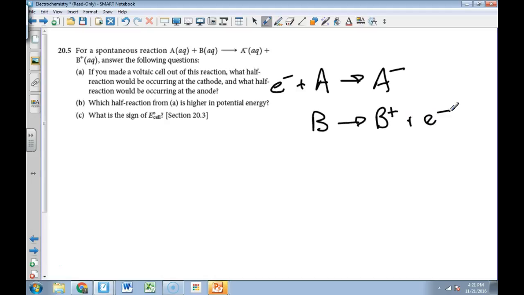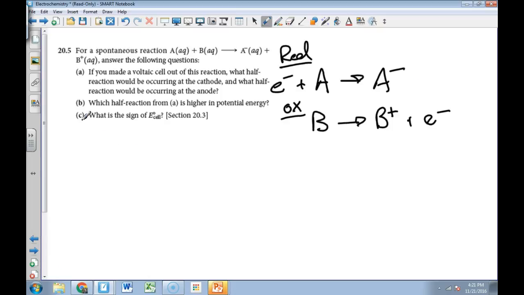So which one is losing electrons? This guy is losing electrons, so this is the oxidation, and this is the reduction. We can also look at the charge here. This starts off neutral, and then the charge goes down, so the charge is being reduced. Either way, now we know which one is being reduced and which one is being oxidized.